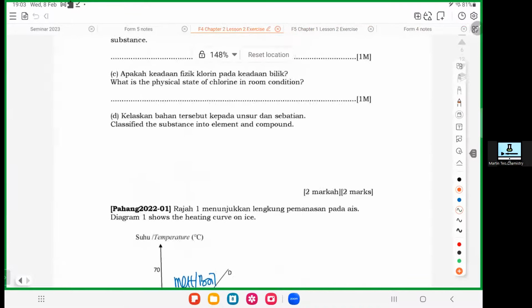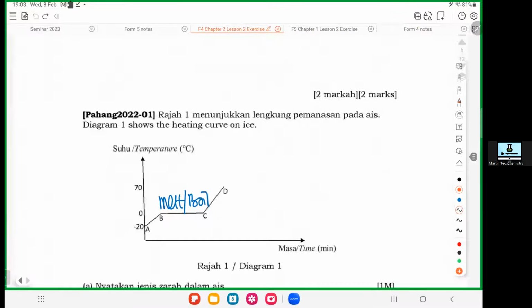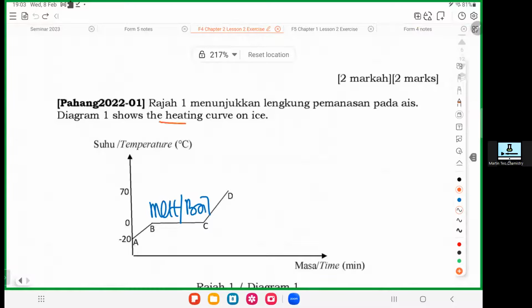All right, guys, this is a heating curve of ice. You only see one staircase. One staircase may be melting or boiling. So how do you know? You see what they tell you: this is the heating curve of ice. Ice means solid. When you start with a solid, common sense, when you heat a solid, what will happen? Melting first, right or not? You cannot heat a solid and have it boil. No, you will always melt first.